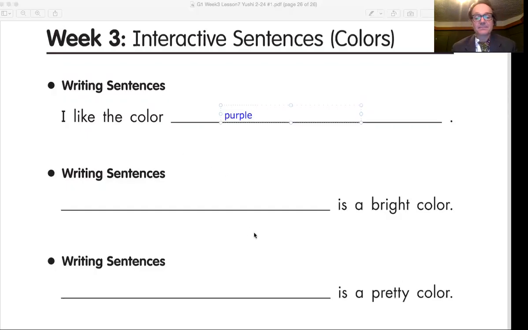The next sentence. Blank is a bright color. Oh, what is a bright color? I put in that one, yellow. I think that's a bright color. So I wonder what you put in. I wish I could hear. Let's go to some more.